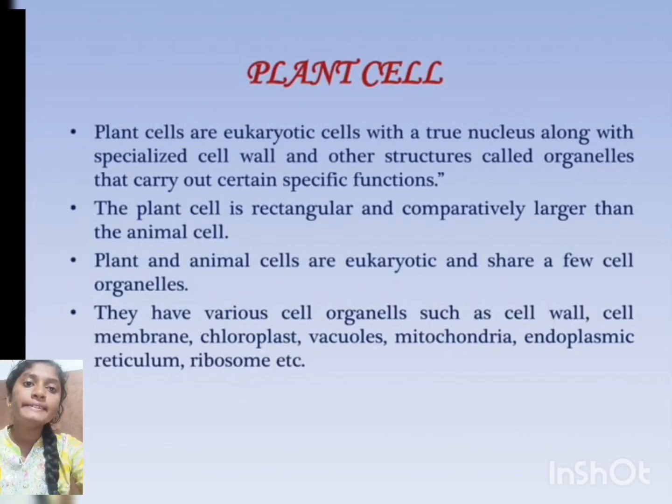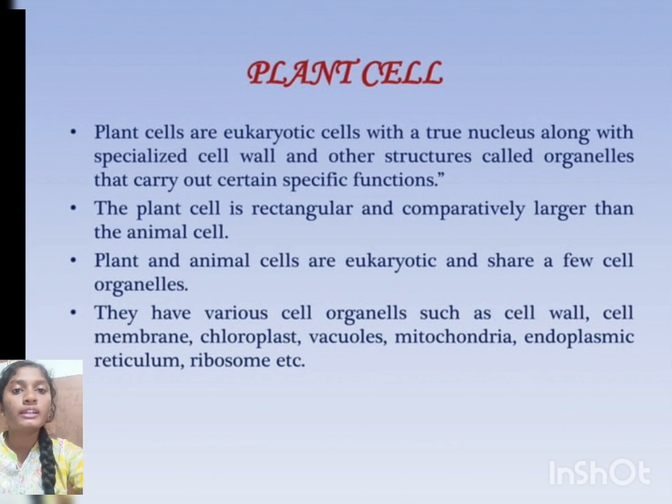Plant cells. Plant cells are eukaryotic cells with a true nucleus along with a specialized cell wall and other structures called organelles that carry out certain specific functions. The plant cell is rectangular and comparatively larger than the animal cell. Plant and animal cells are eukaryotic and share a few cell organelles. They have various cell organelles such as cell wall, cell membrane, chloroplast, vacuoles, mitochondria, endoplasmic reticulum, ribosomes, etc.